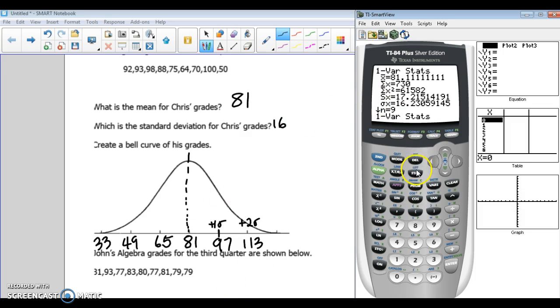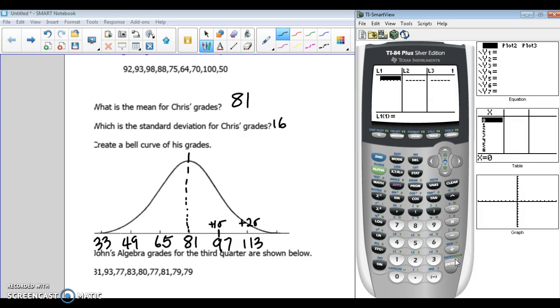Okay, so let's go back to the Stat button and then you press Edit. Now you will see all the numbers that I put in before. So how do I clear this? If I want to clear the list, I go all the way up so that L1 is highlighted, and then you press Clear and press Enter.